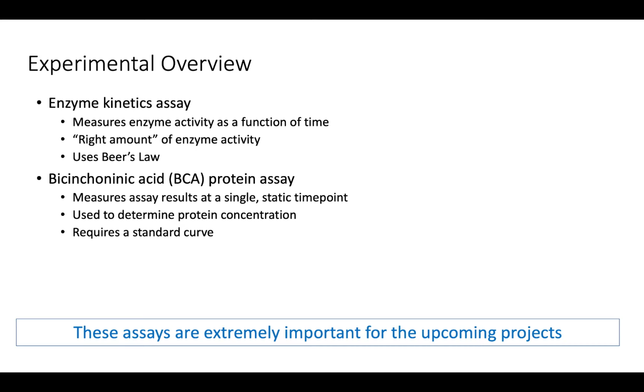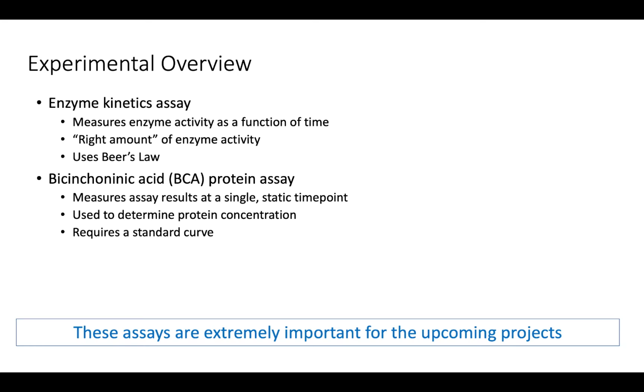And what this is measuring is your enzyme activity as a function of time. So you will be looking at a reaction as it is occurring and measuring that reaction over time. It will require the use of Beer's law, and we'll get into that. And we'll also talk about the right amount of enzyme activity. If you put too much enzyme in, it's going to be too fast of a reaction for you to be able to measure. If you put too little in, you'll see that it really is in the noise of the equipment.